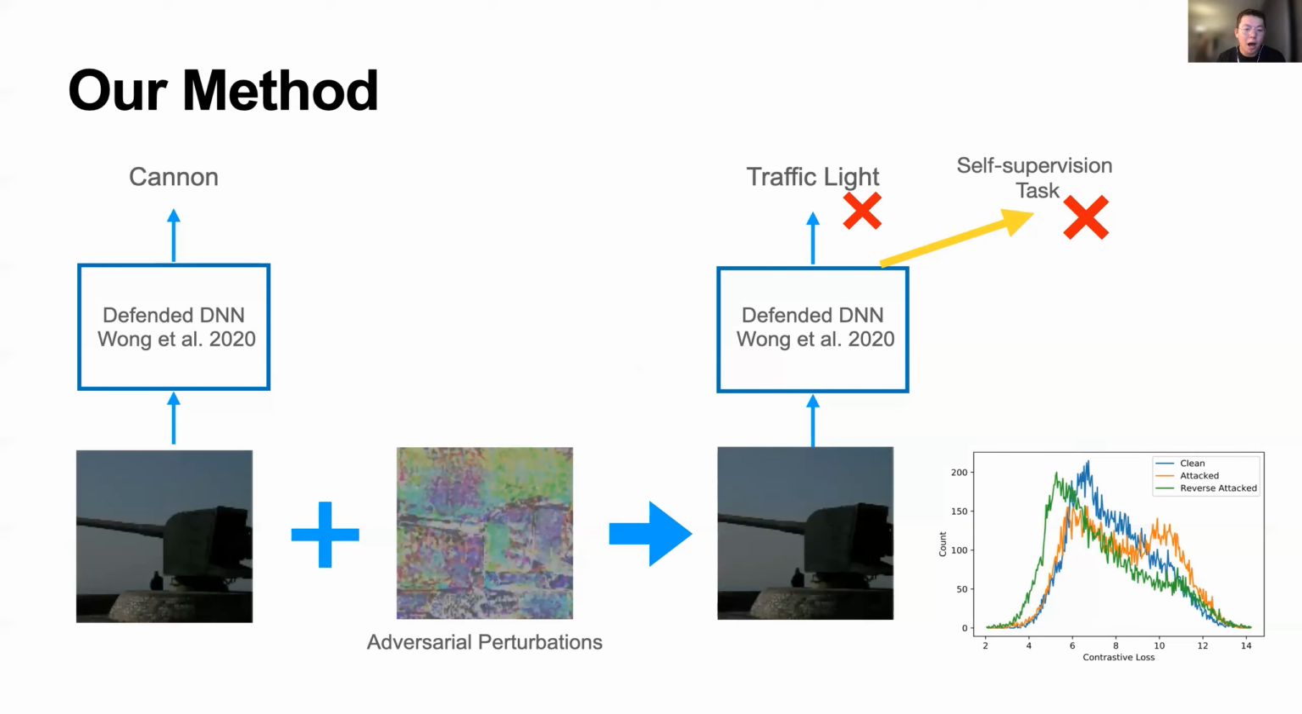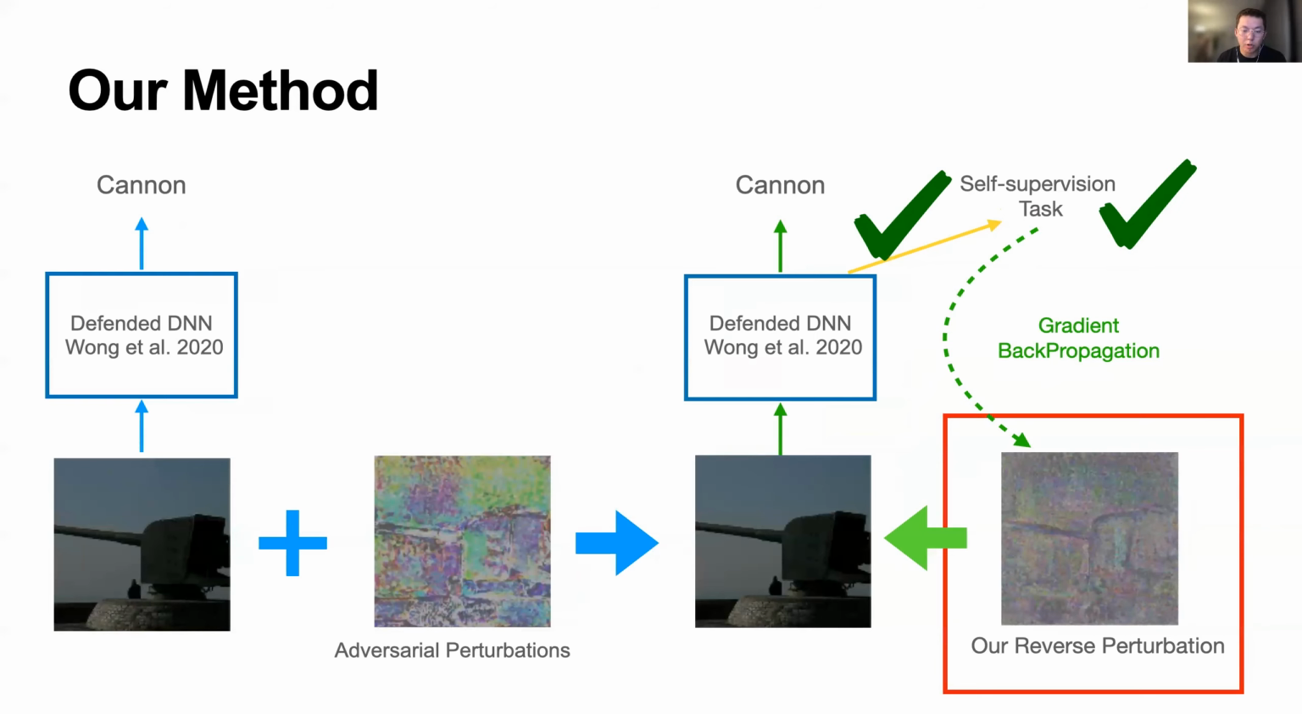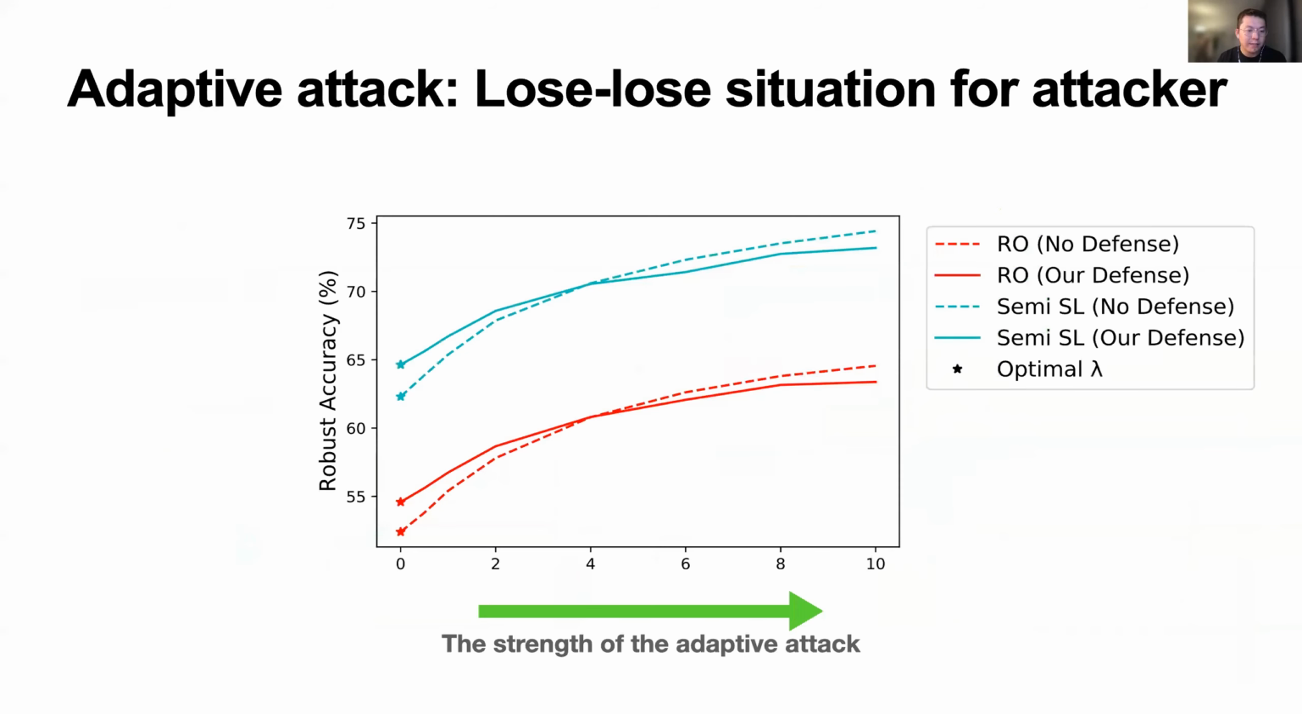Our method optimizes the input via gradient descent so that the self-supervision task is fixed. By decreasing the loss, our method restores the natural structure of the input. After our reversal, we can correct the adversarial attack and provide a more robust defense than all existing approaches. Even if the attacker is aware of our defense, our method is still robust.